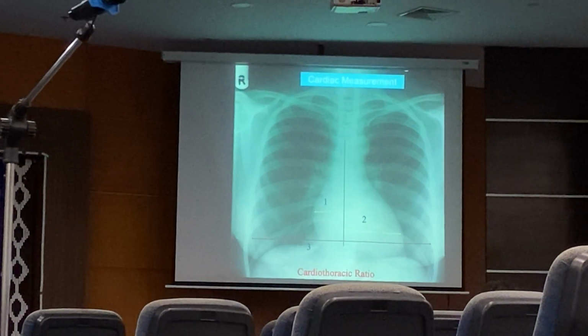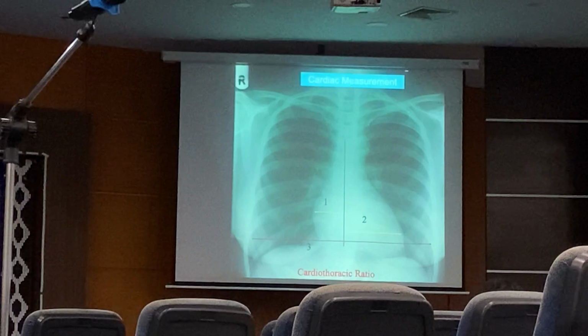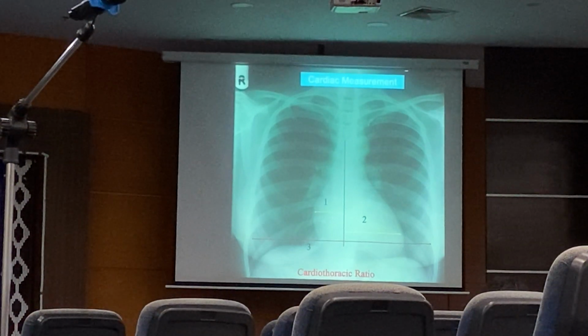So what are the common measurements that we usually utilize in chest X-ray? We have the cardiothoracic ratio. How do you measure that? You measure your cardiothoracic ratio by making an imaginary line around the spine, and then you measure the widest diameter of the right side of your heart and the left side, and then you add that and divide it by the widest diameter of your chest.